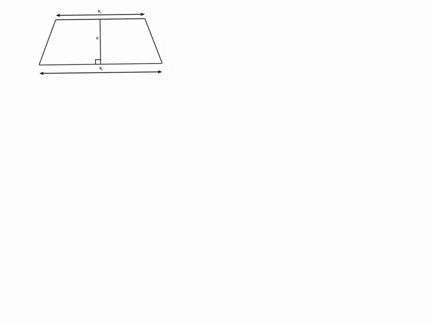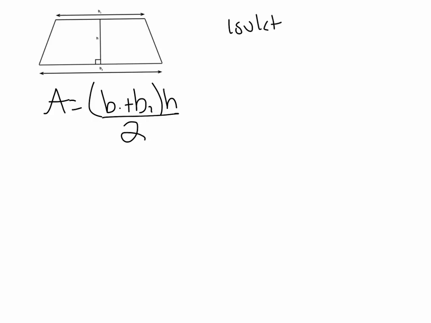For our next literal equation, let's use the formula for area of a trapezoid. For a trapezoid, we have two bases, base 1, base 2, and the height. So our formula for area is base 1 plus base 2 times the height divided by 2. And for this, I want to isolate base 1.